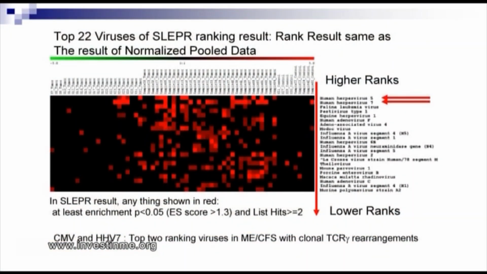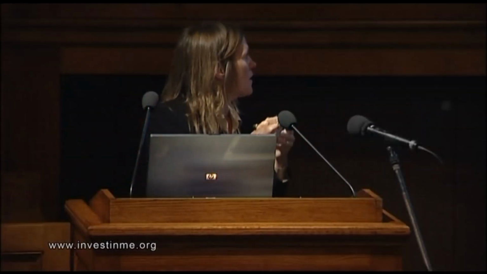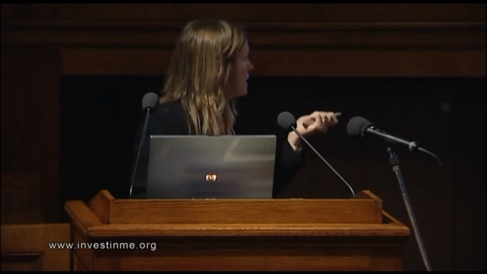So finally, to conclude this particular study, the top 22 viruses by that pathway ranking method are shown here, and in that cohort, CMV, HHV5, and HHV7 were the top ranking viruses in the ME/CFS patients with the clonal T-cell receptor gamma rearrangements, or gamma delta T-cell clones.